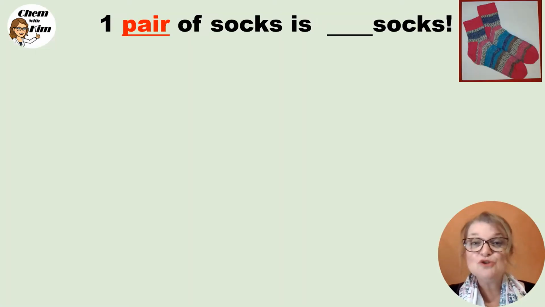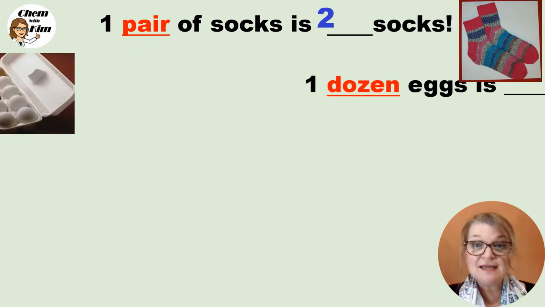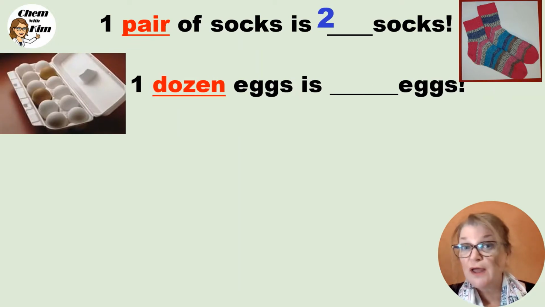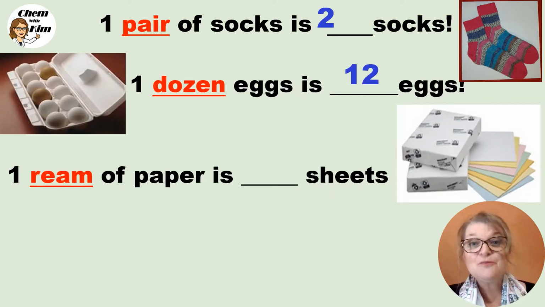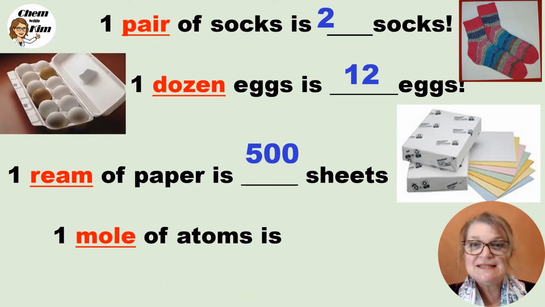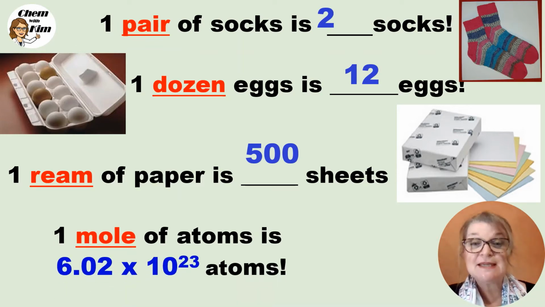Now, it's not unusual to use a word to represent a specific number because we do it all the time. We use the word pair to represent the number 2. A dozen always represents the number 12. A ream of paper means you have 500 sheets of paper. And if you had a mole of atoms, you would have 6.02 times 10 to the 23rd atoms, because a mole represents that specific number, same way as a dozen represents 12.